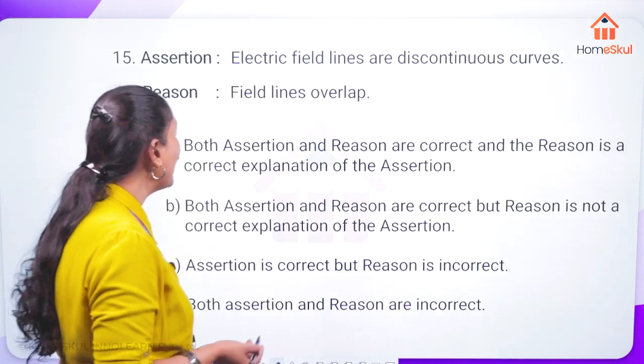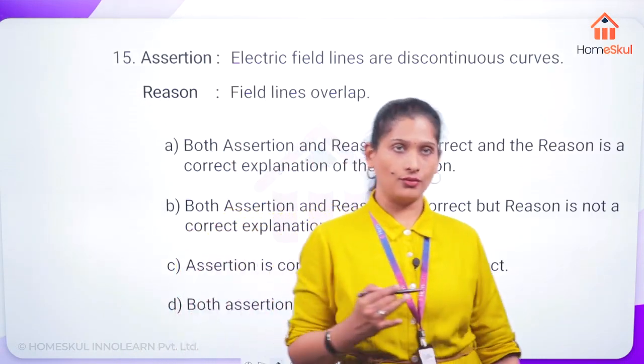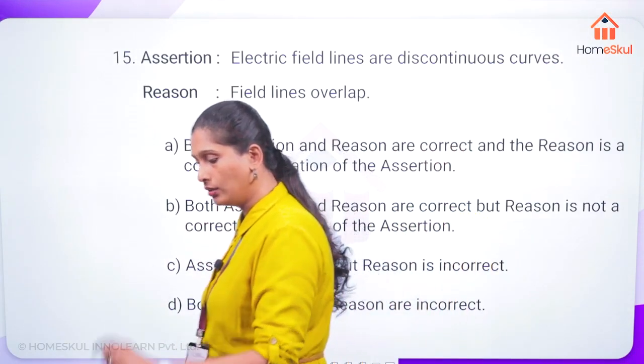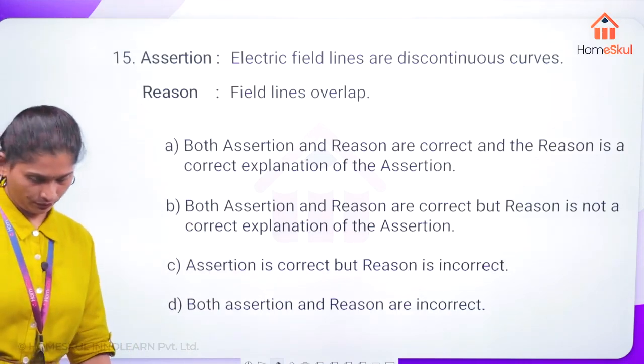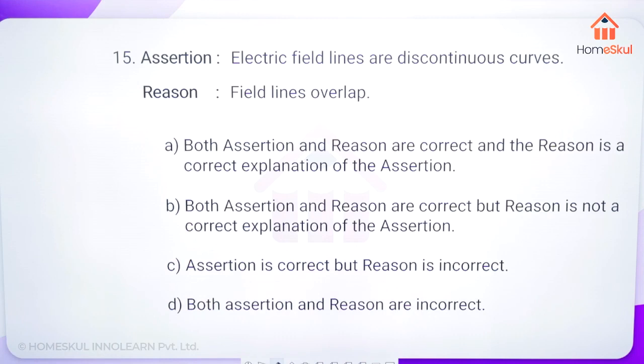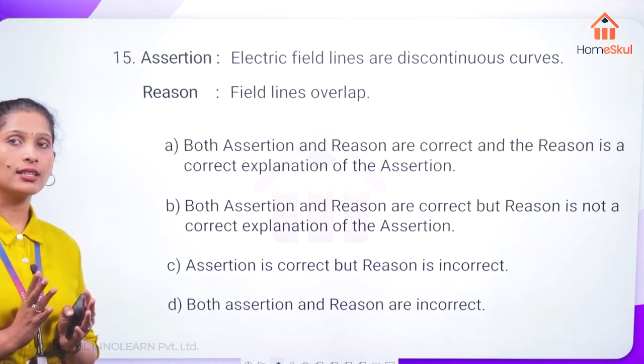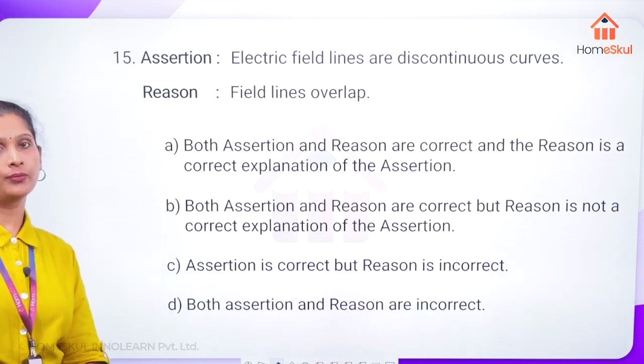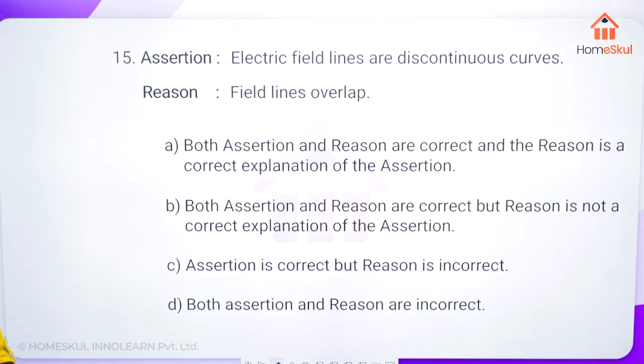The assertion given is: electric field lines are discontinuous curves. And the reason given is that field lines overlap. Now it's your turn to say whether it is correct or not. Just check whether the electric field lines are discontinuous curves or not, and analyze whether the field lines do overlap or not. And on that note, give an option.